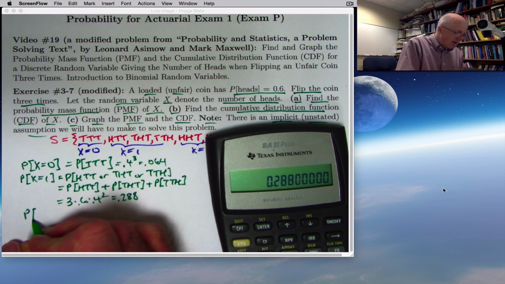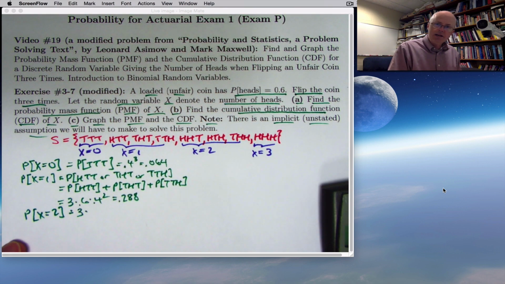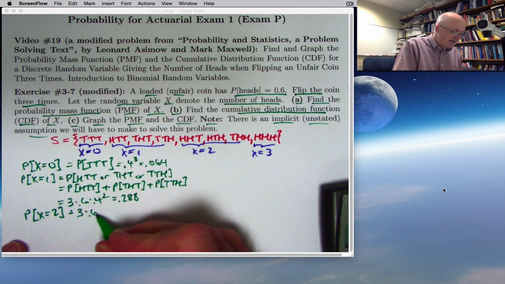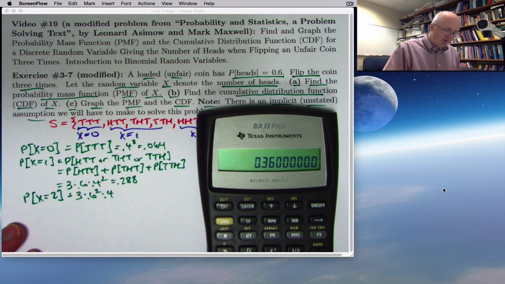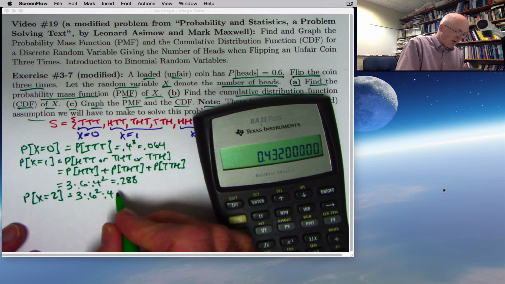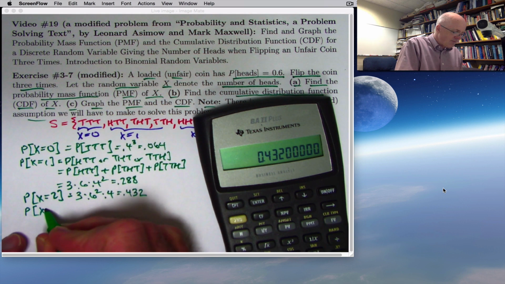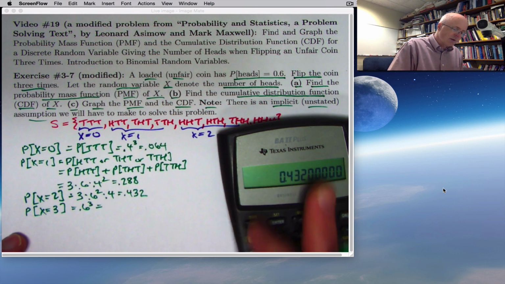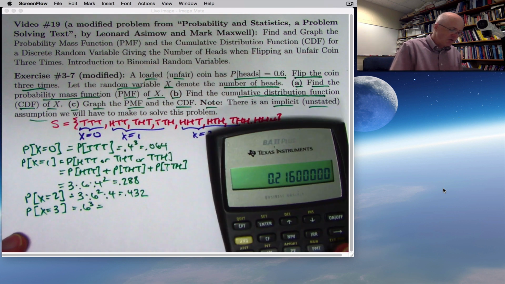Okay? On to the probability that x equals 2. I'm not going to write it all out. Think about the analogy here. You're going to get 3 times, well, now heads is occurring twice. You're going to get 0.6 squared, and tails is only occurring once. You're going to get a 0.4 to the first. 0.6 squared is 0.36 times 0.4 is this, times 3 is 0.432. Finally, the probability that x equals 3, getting all 3 heads, is 0.6 to the third power. It only occurs in one way. 0.6 to the third power is 0.216.